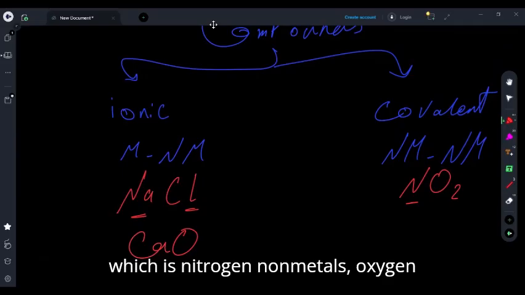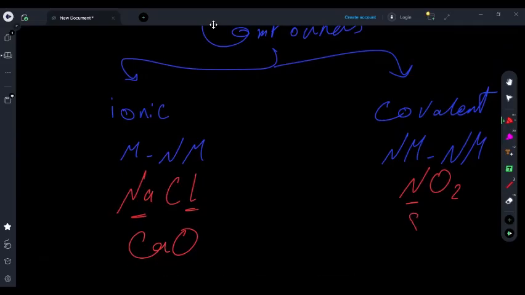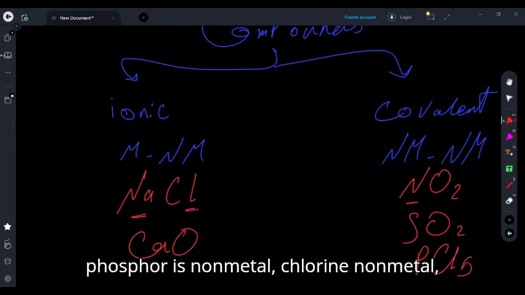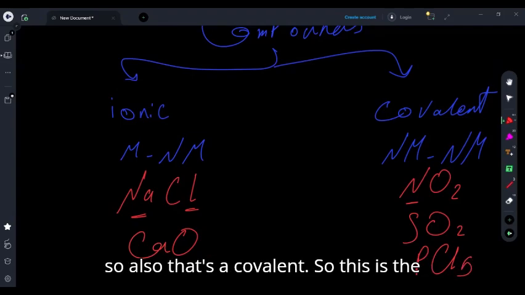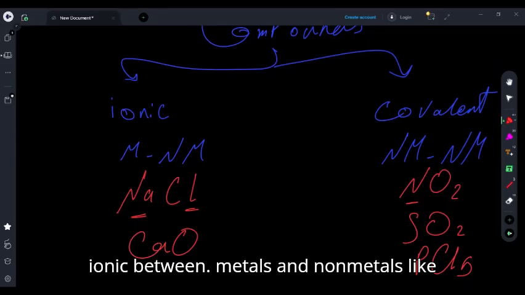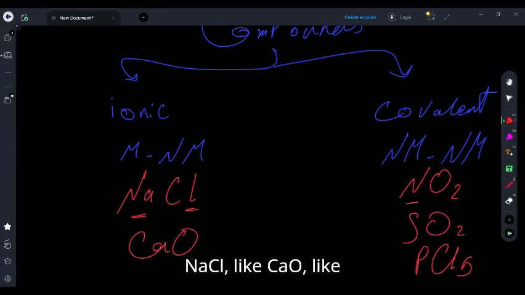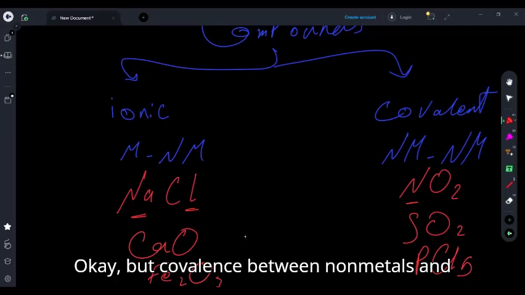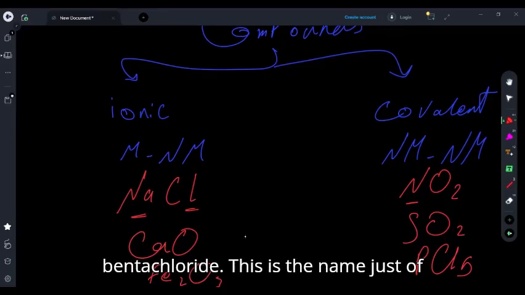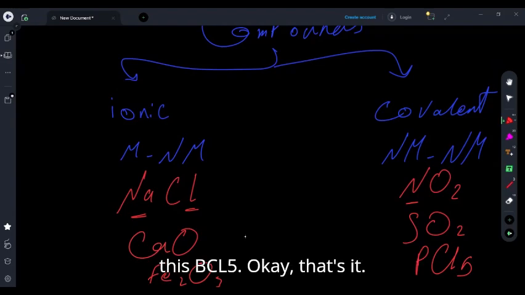N, which is nitrogen, nonmetal, oxygen, nonmetal, so that's a covalent. SO2, sulfur, nonmetal, oxygen, nonmetal, that's a covalent. PCl5, phosphorus is a nonmetal, chlorine nonmetal, so also that's a covalent. So this is the difference exactly between the ionic compounds and the covalent compounds. The ionic is between metals and nonmetals like NaCl, like CaO, like for example Fe2O3, okay? But covalent is between nonmetals and nonmetals, like NO2, SO2, PCl5. Phosphorus pentachloride. This is the name of this PCl5.